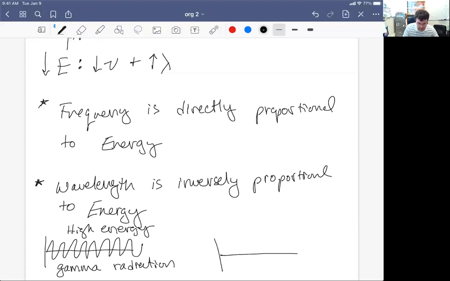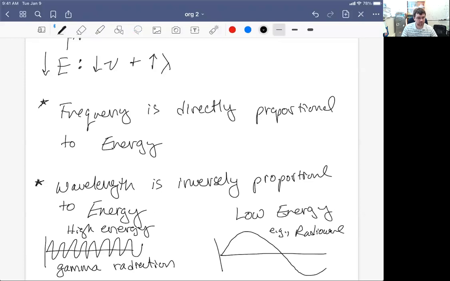This isn't drawn to scale, but if we wanted to compare that gamma radiation to a radio wave, which we mentioned previously, we would say this one would be low energy. So that's how energy is related to those parameters for a wave, frequency and wavelength.